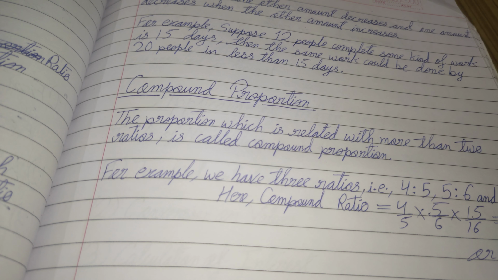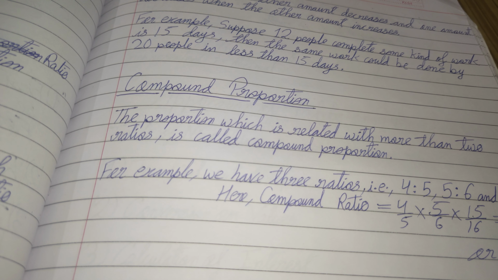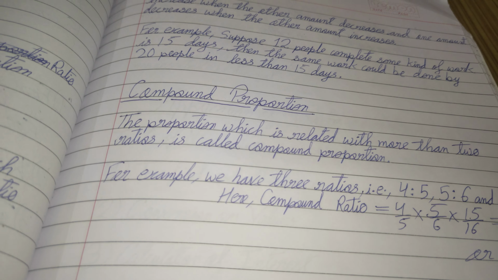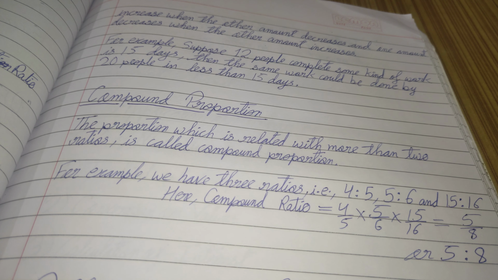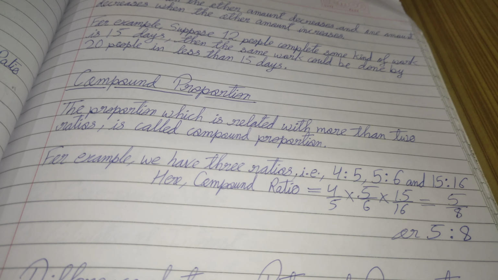Compound proportion is the proportion which is related with more than two ratios. For example, we have three ratios here: 4:5, 5:6, and 15:16. Here the compound ratio will be 5:8.